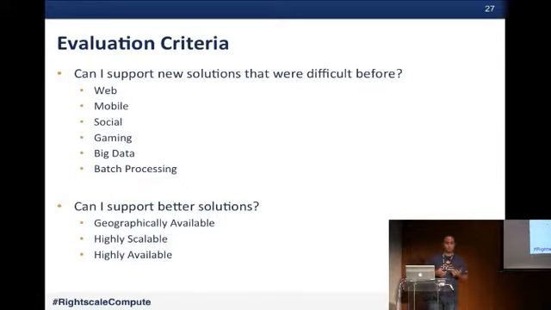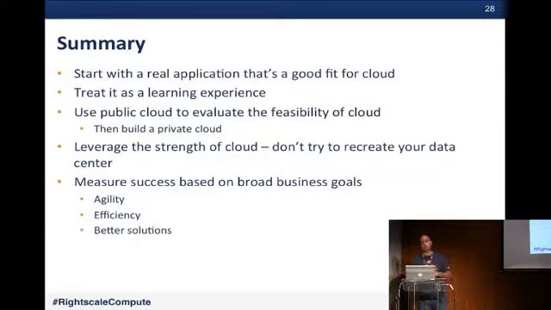Or how can I support things that are geographically available across the world, that can scale out or be more highly available than was possible before? There's all sorts of things that we can do here. These are some examples, but every organization is a little bit different. This is just the commonalities that we've started to see.